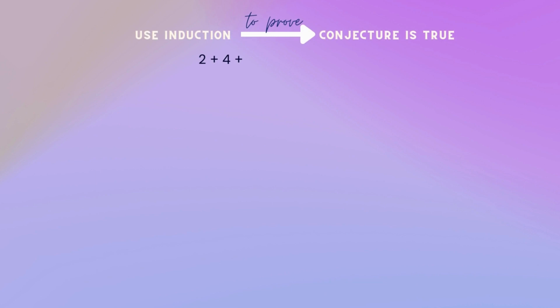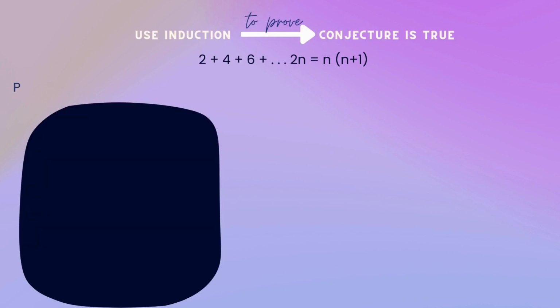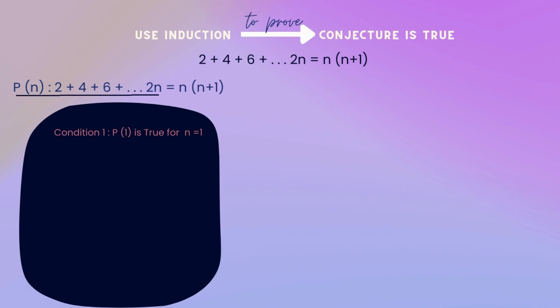2 plus 4 plus 6 up to 2n is equal to n multiplied by n plus 1. Let this be P of n. Now, we will check the first condition. When n is 1, P of 1 has to be true. Let's look at the left-hand side first. When n is 1, we will just consider the first term. So, P of 1 for the left-hand side is 2. Now, we move on to the right-hand side.